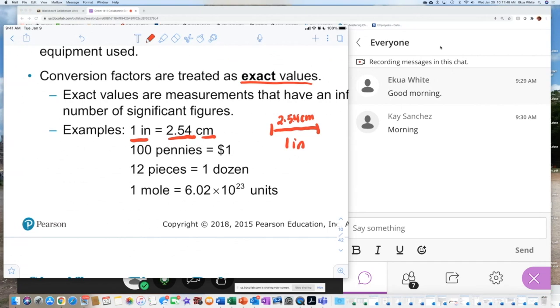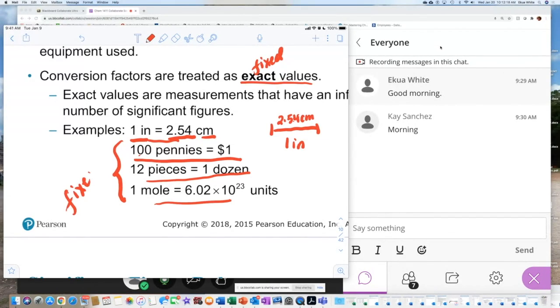Okay, these values do not change ever because the relationship is fixed. So because they are fixed values, they're considered exact values. This is exact because it's fixed. So exact means fixed, doesn't change. This relationship here, regardless of the day of the year or the time or whatever, 100 pennies will always make $1. So all of these are exact or fixed relationships. Because they're fixed and they never change, they're called exact values.